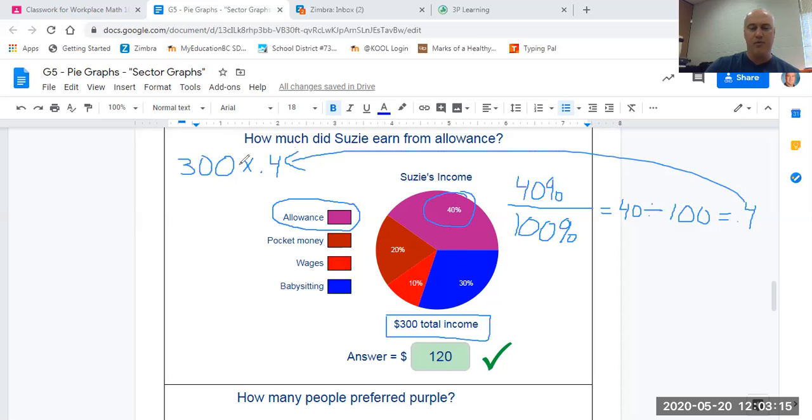And when we plug in 300 times 0.4, what we're going to find in our calculator is that it comes to a value of 120. So 300 times 0.4 is 120, and that's why this is the answer. So let's take a look at how we could do that using the calculator. I'll just switch to my calculator here for a second.